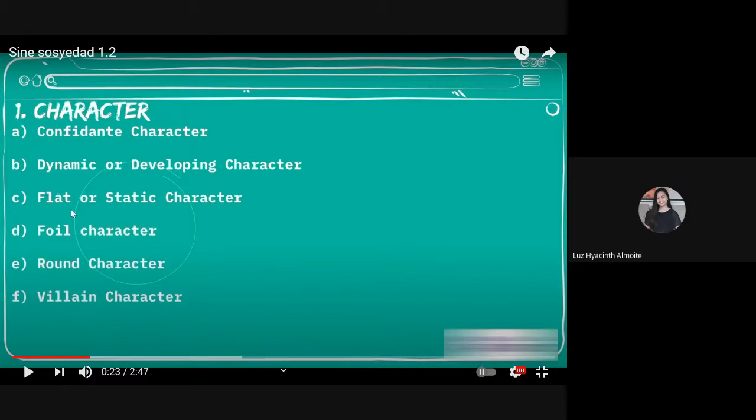Next is the flat or static character. So unlike the dynamic character that changes throughout the story, a flat character is its opposite. Because a flat character doesn't change much or at all throughout the story. Best friend ka nung umpisa, best friend ka hanggang matapos yung story. So it's the best example of the flat or static character.